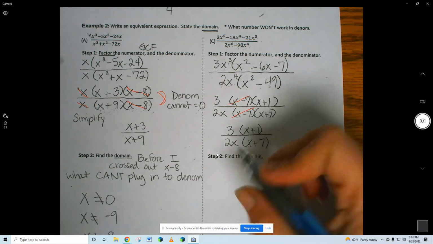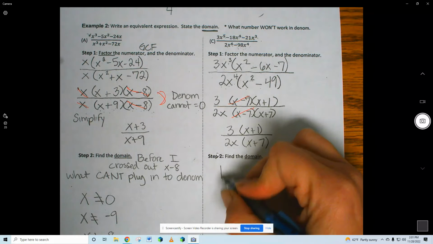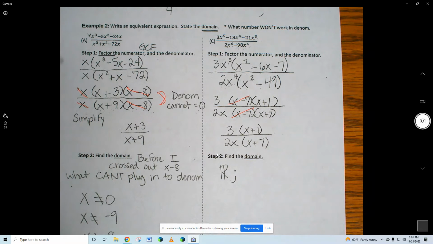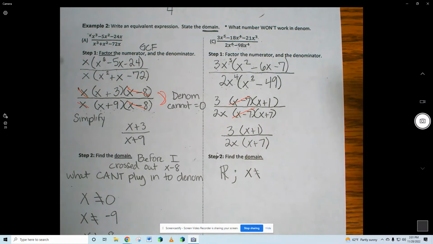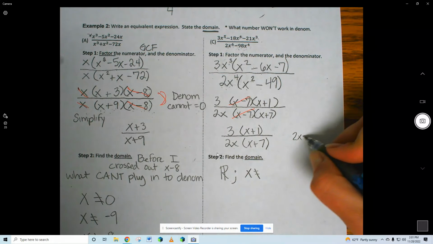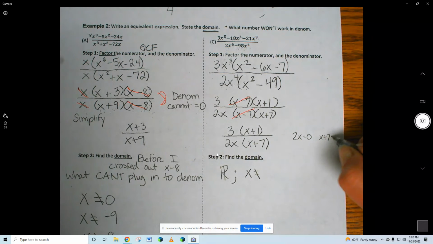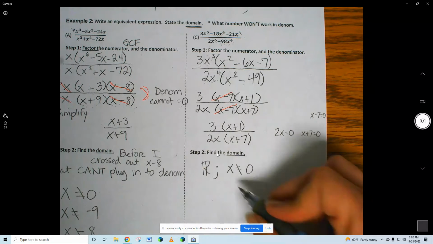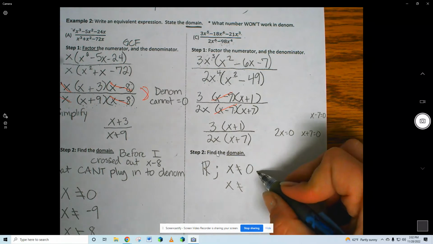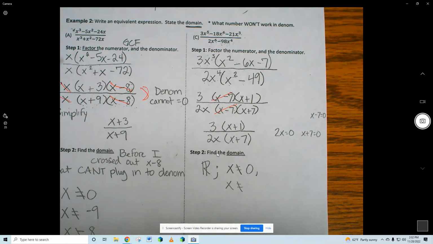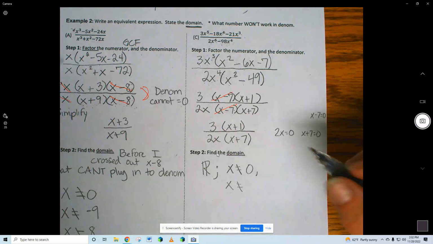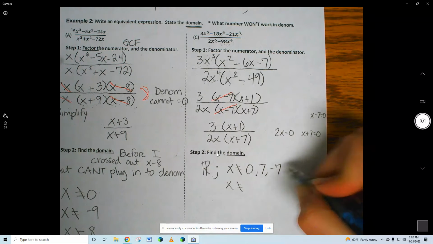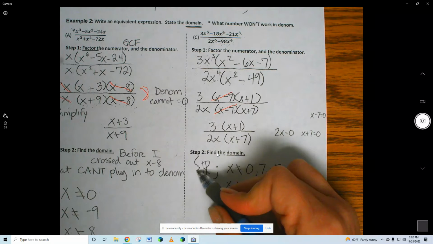So the domain, I could say all real numbers. However, x cannot be... So you would set each thing equal to 0. X cannot be 0. What else can x not be? Or I could put a comma. That might be nicer for you guys. X cannot be 0. What else can it not be? Want to put a bracket around it? You can.